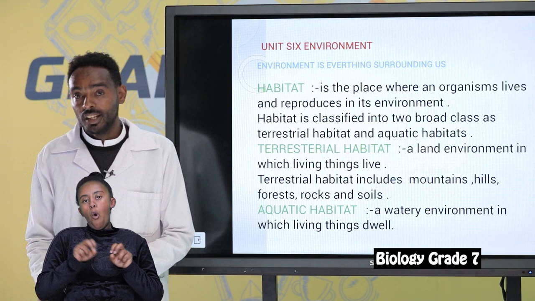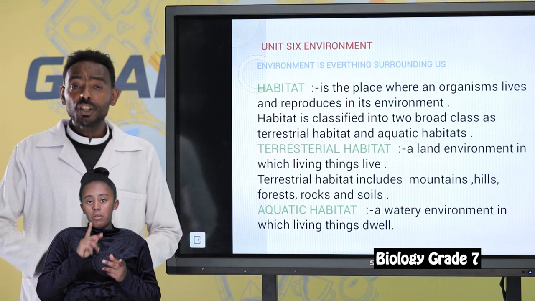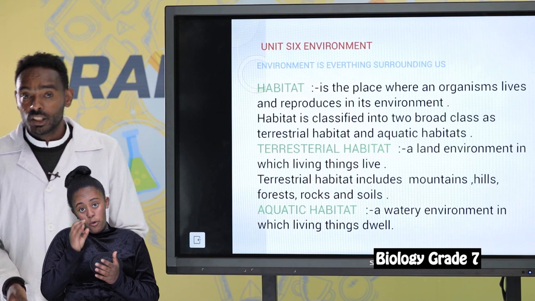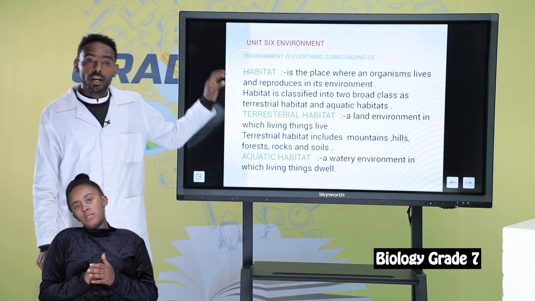The second one is fresh water. Fresh water is a water body which is characterized by a less amount of dissolved salt. It consists of less amount of salt. Because of this, some water bodies like river, stream, and pond are grouped under fresh water.